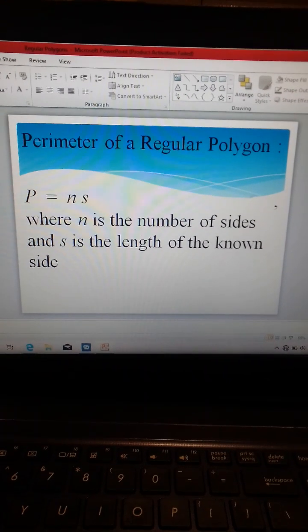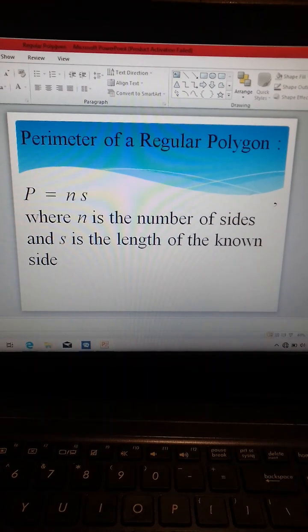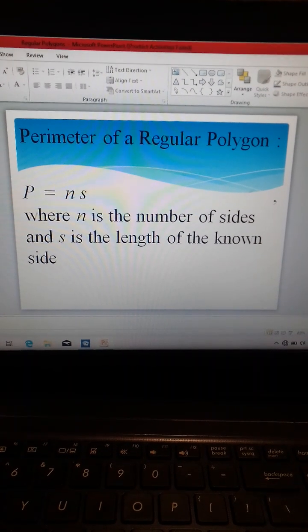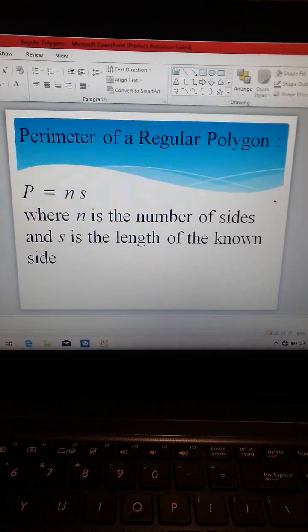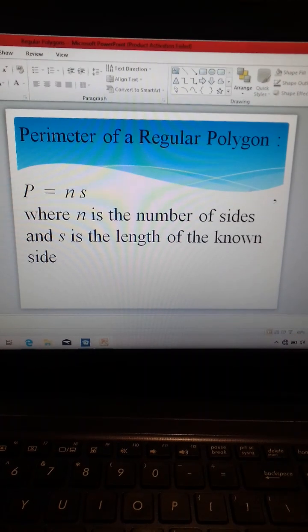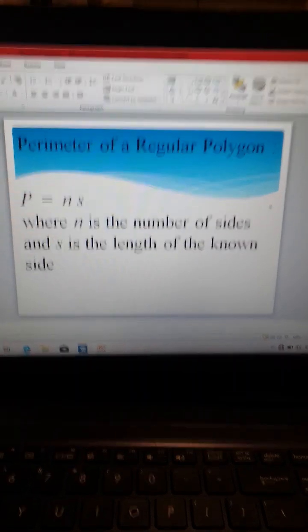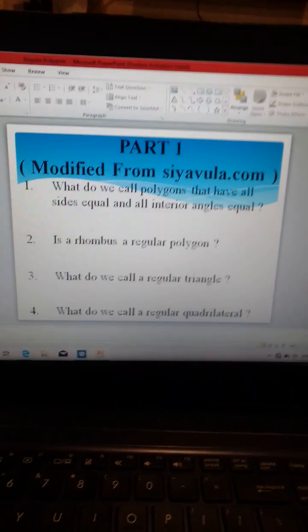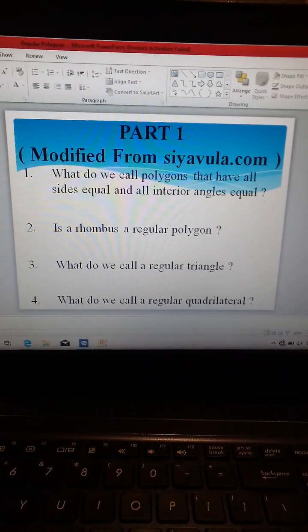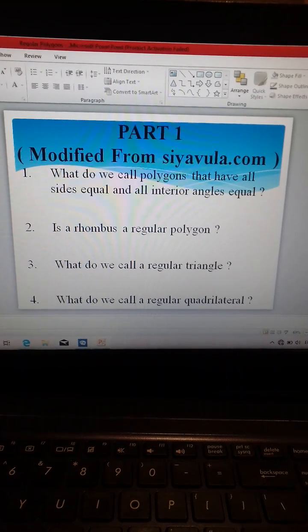Now when you're asked to calculate the perimeter of a regular polygon, use the formula P is equal to n times s, where n is the number of sides of the polygon and s is the length of the known side. Please take this down. I modified them from seavola.com.